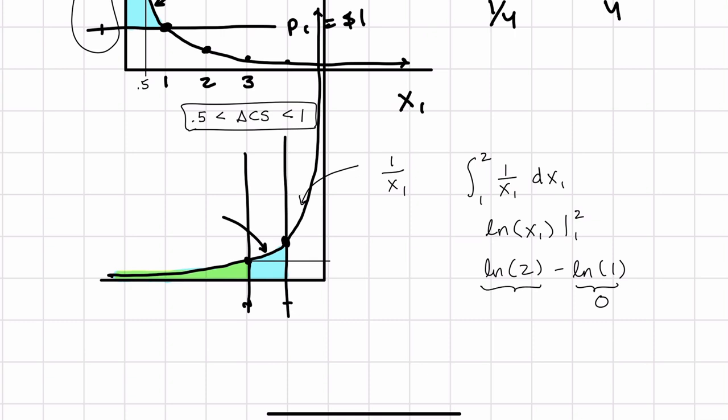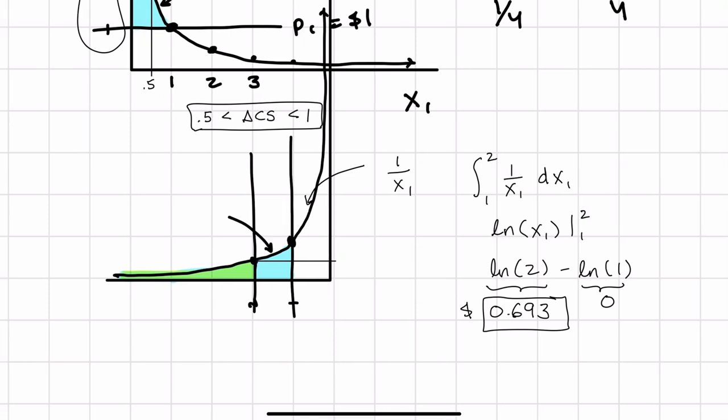I'm going to use R to figure out what that is. And R tells me that the natural log of 2 is 0.693. So that's our final answer. The consumer surplus changed by 0.693, and the units for consumer surplus are dollars. And that fits our approximation, which is that the consumer surplus change was between 0.5 and 1.